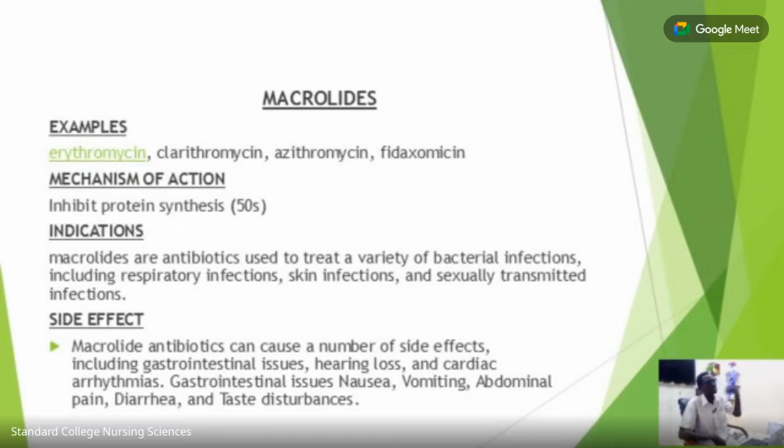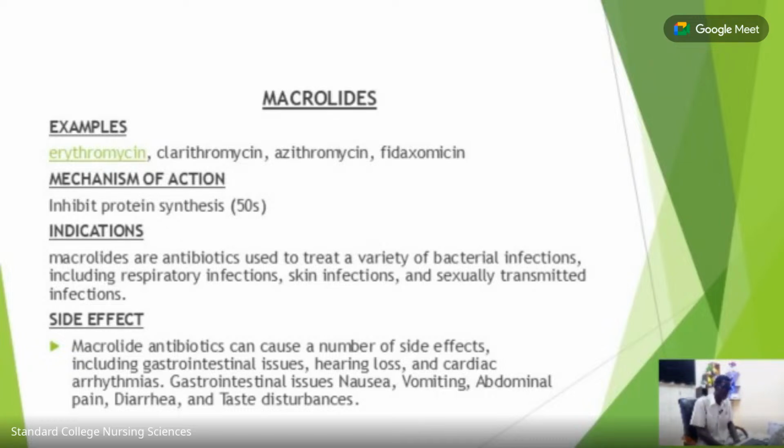It's also used in treatment of urinary tract infection too, not only respiratory tract infection. Then it's also used in treatment of sexually transmitted infections. It's very effective in managing them, such as gonorrhea. Gonorrhea is one of the sexually transmitted infections. Syphilis too, they are all what we call sexually transmitted infections. So you can administer it in case of STIs.